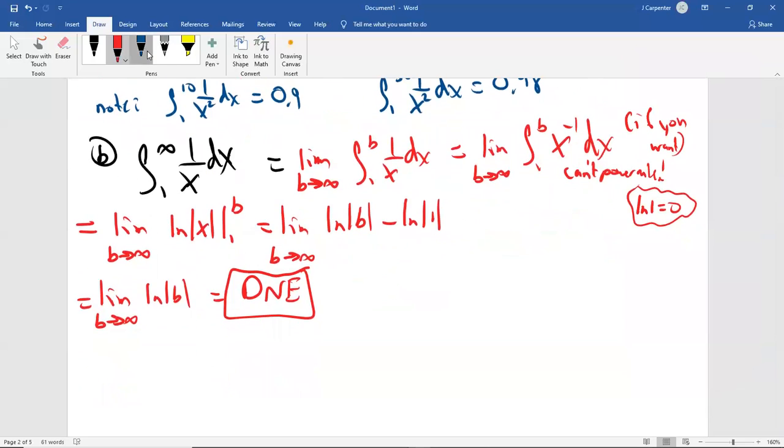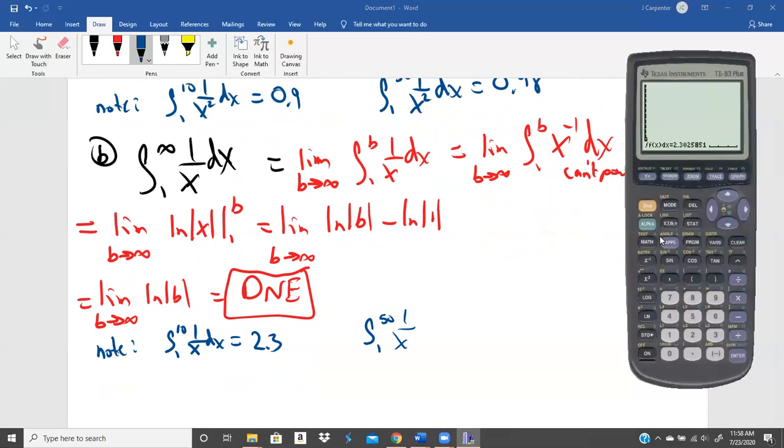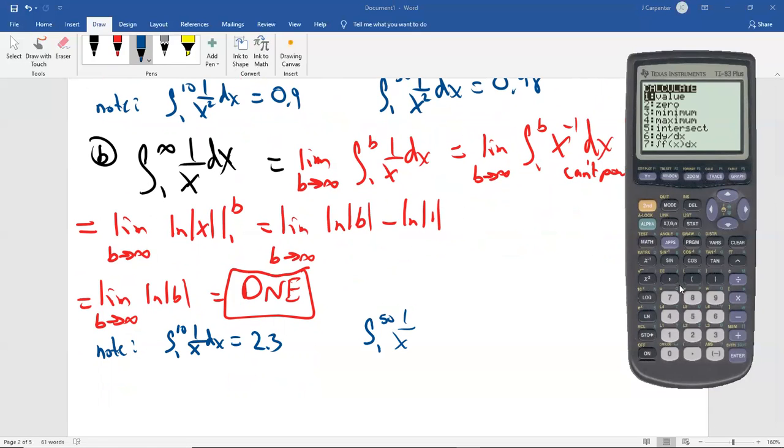So more notes. The integral from 1 to 10 of 1 over x dx was about 2.3. The integral from 1 to 50 of 1 over x, option 7, from 1 to 50. What happened? Lower limit 1, upper limit 50.